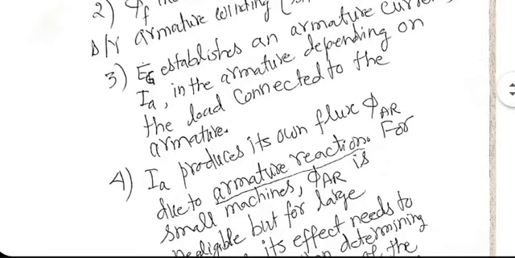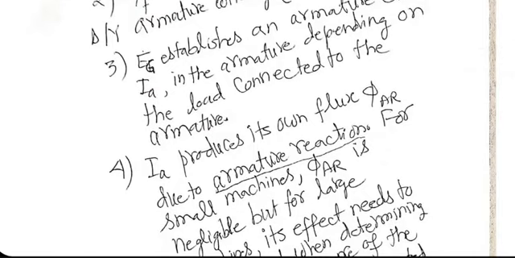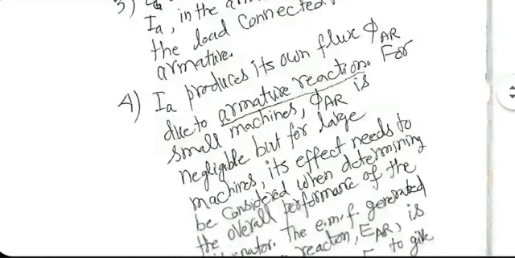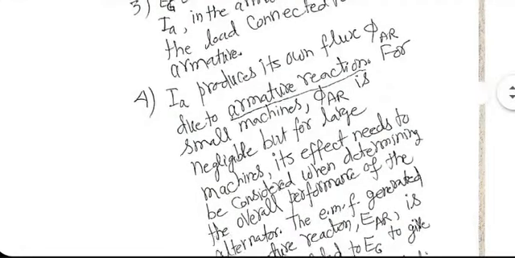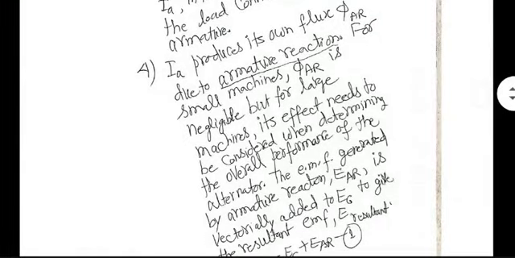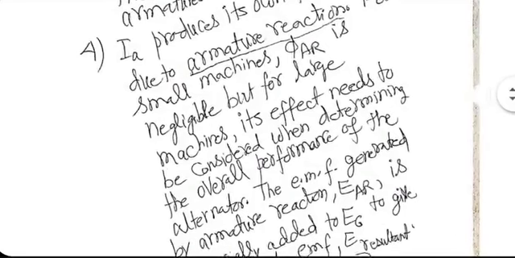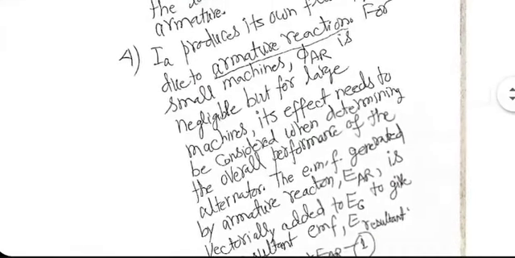Now IA produces its own flux. This is where the trouble begins. And that flux is phi AR, let's say. And that is known as armature reaction. For small machines, phi AR is almost negligible. Don't worry about it. But for large machines, its effect needs to be considered when determining the overall performance of the machine.